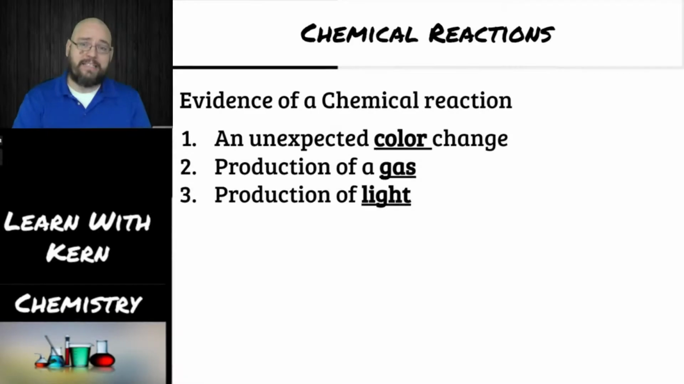Production of a light is another evidence of a chemical reaction. So when we have something that's just here and then all of a sudden light is produced, well, there you go, production of light. A good example of that would be a glow stick. You crack it, you mix the light, and light is produced. And then you have other reactions that also produce light.